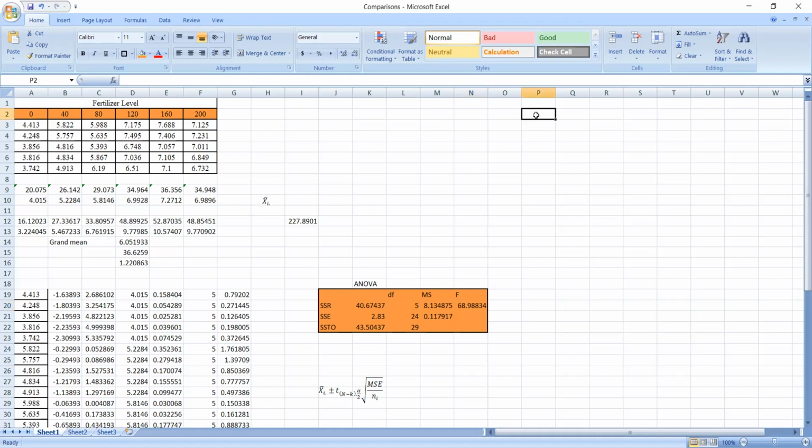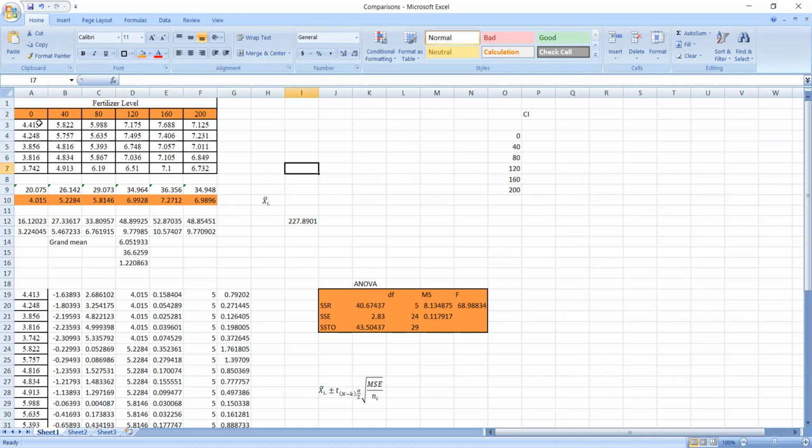So when it comes to confidence intervals, we have 6 different treatments: 0, 40, 80, 120, 160, and 200. These are the 6 different treatments. In this case, I have calculated the treatment means. Here, these are the treatment means that I have calculated. How do you calculate the treatment means?